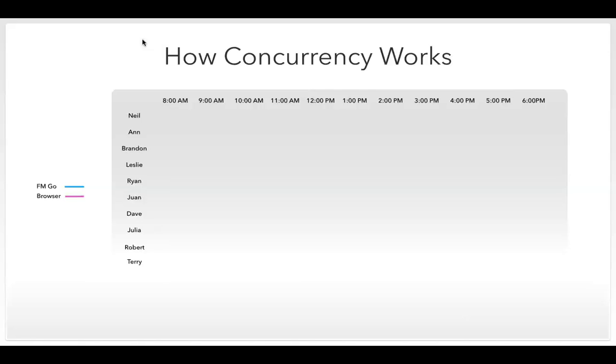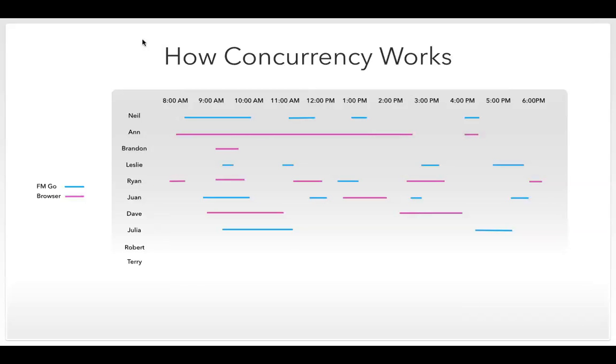Some of them use FileMaker Go. Some of them use browsers. Some of them use both during the same day. And they come in at different times and they get started during their day. And then they pop on one device and off one device. So how many connections do we need?